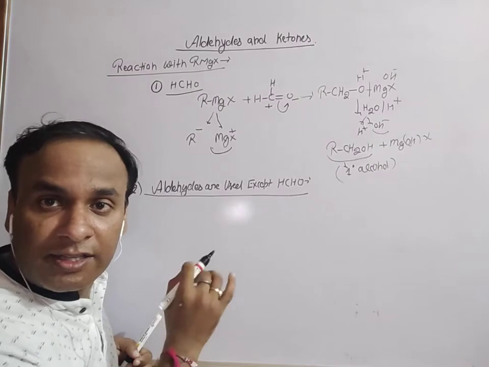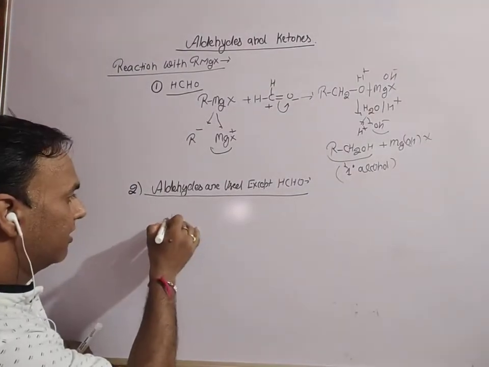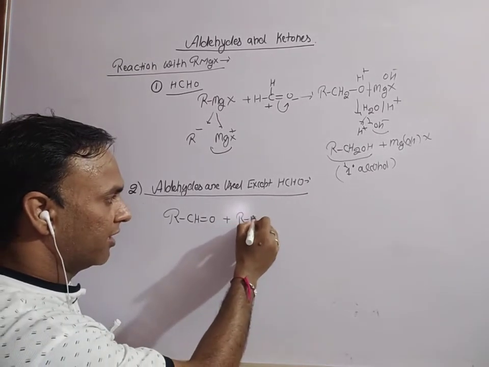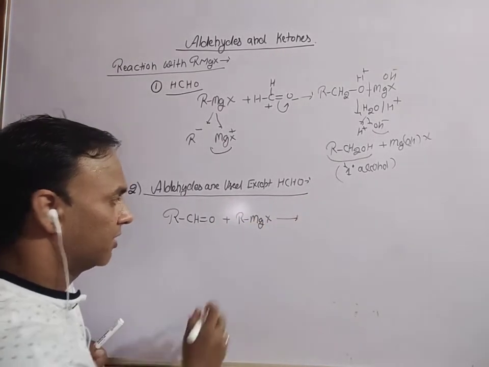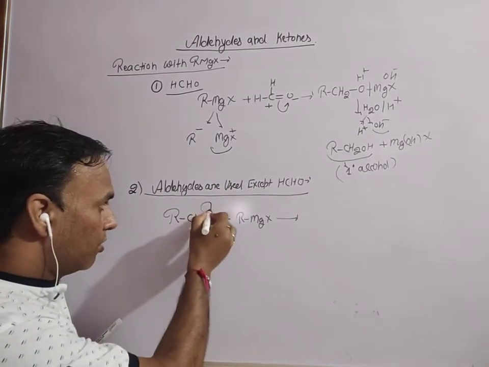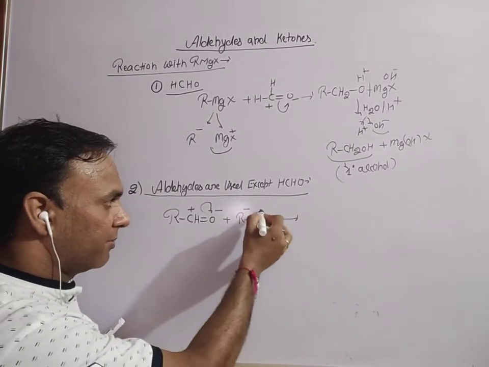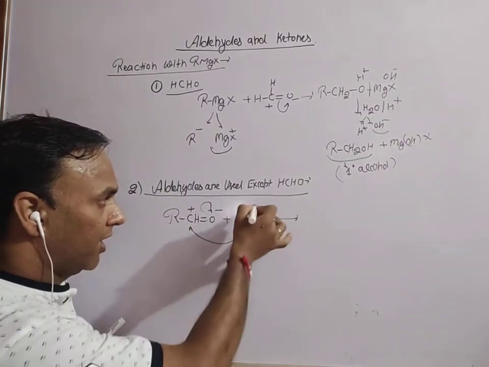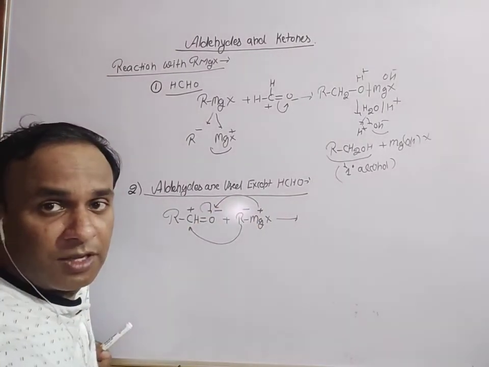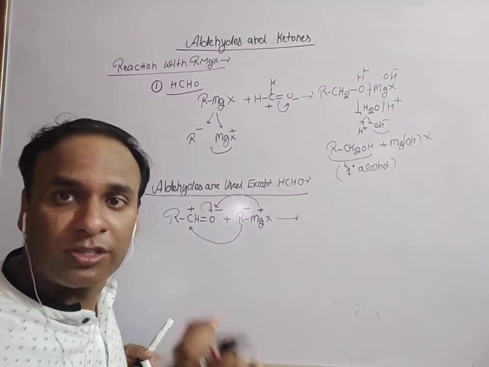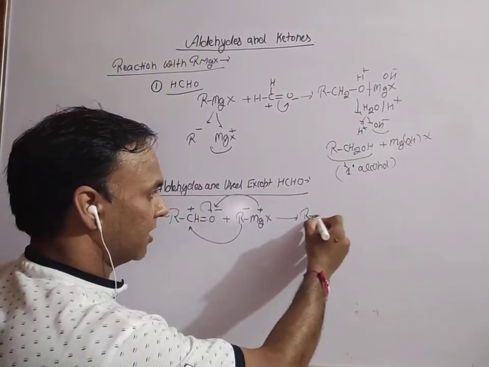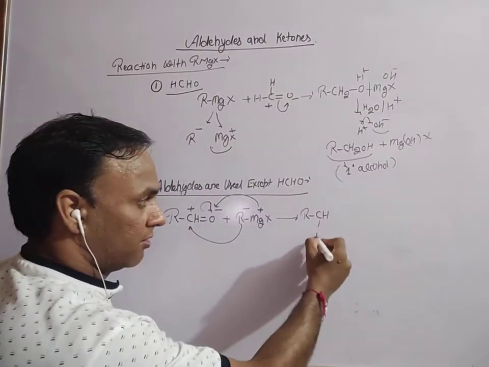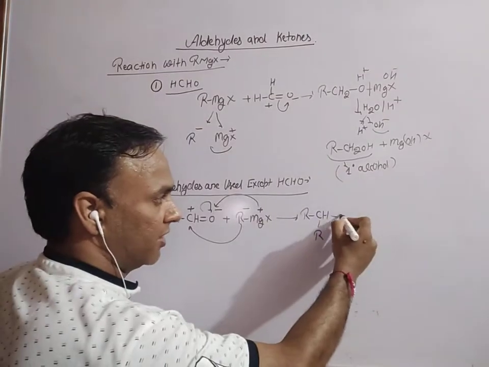In such condition, for example, RCH double bond O reacts with RMgX. O minus, C plus, R minus, MgX plus. R minus attacks the carbon atom while MgX attacks the oxygen atom and gives addition reaction across the double bond. So it forms RCH, where carbon combines with the R and oxygen combines with MgX.